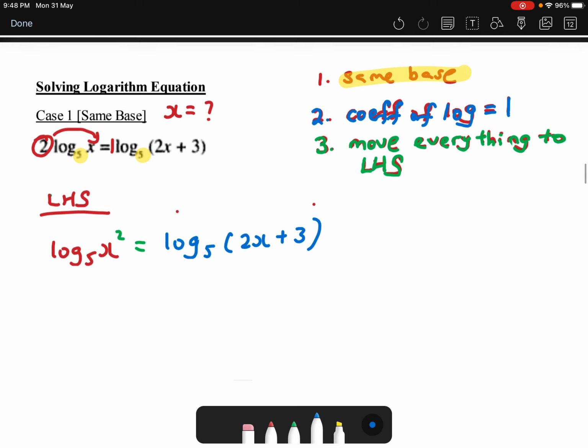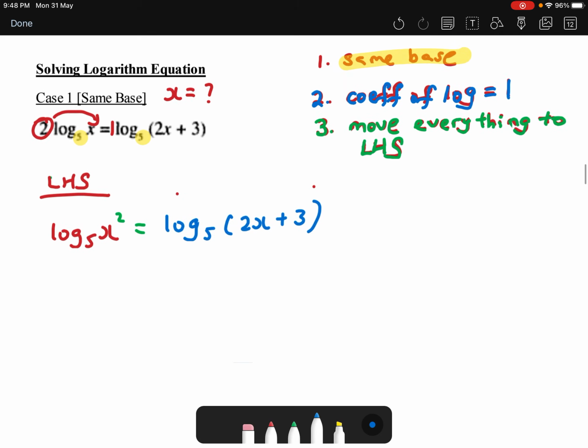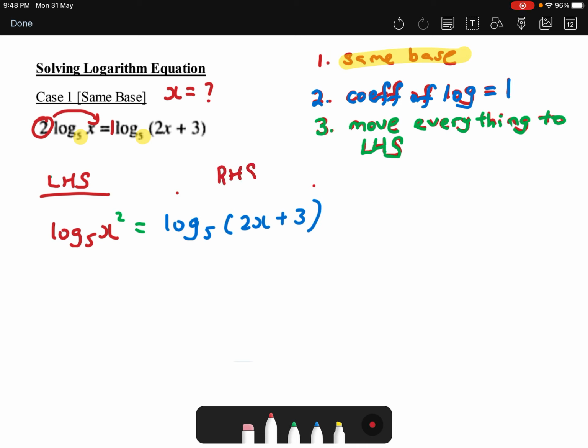Okay, so we completed the second step. Now we move on to step number 3. Step 3, move everything to the left hand side. So the left hand side is log base 5 x squared minus log base 5 (2x + 3) equal to 0.